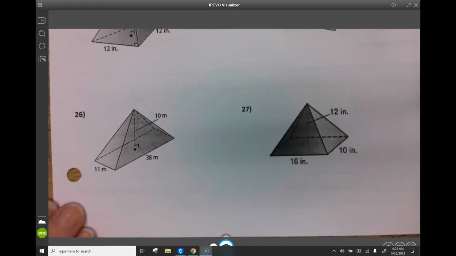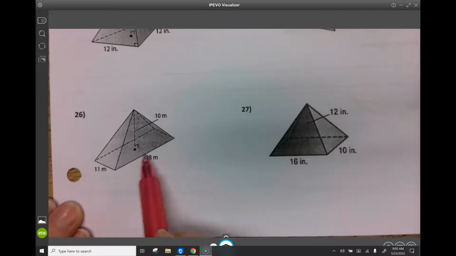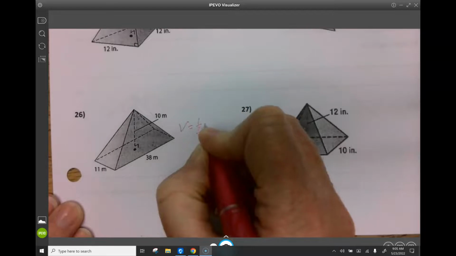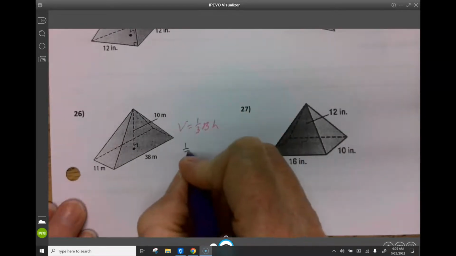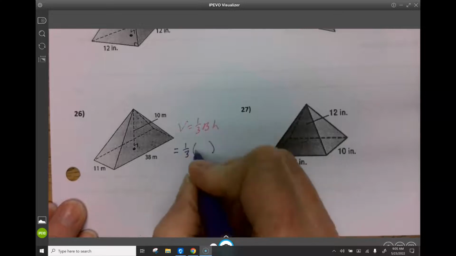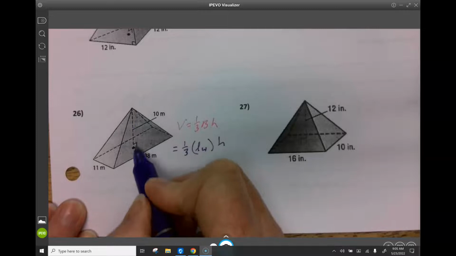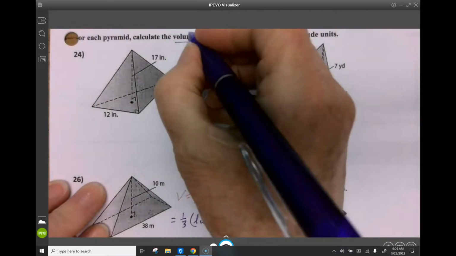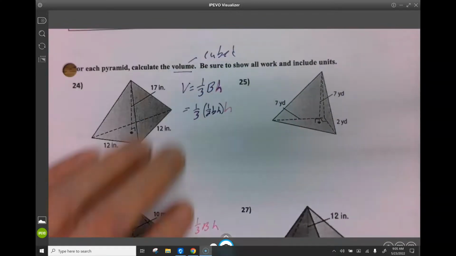Finish that one out. Okay, and then here on 26 and 27, my base, so I'm still going to use volume is equal to 1/3 area of the base times the height. But my base now is a rectangle. So it's just going to be length times width. And then that height is, again, the height of the pyramid. I think you can do that one too. Okay? Remember, it's a volume, so volume is going to be cubed. So make sure that you label it. Okay? Good.